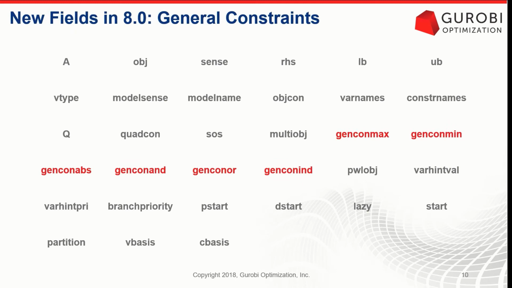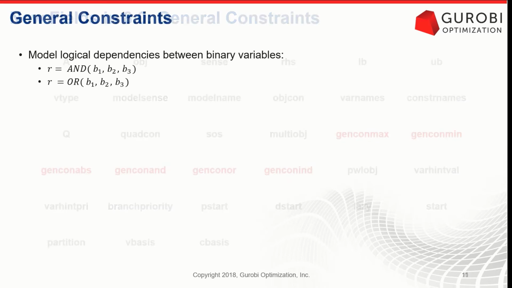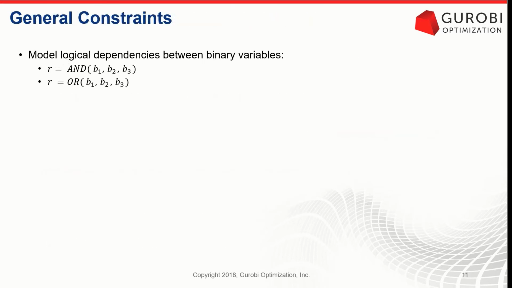Let's look first at the fields that define general constraints. So there are 6 of them. Each field or component defines a different type of general constraint. Let's look at the different types of general constraints more closely.